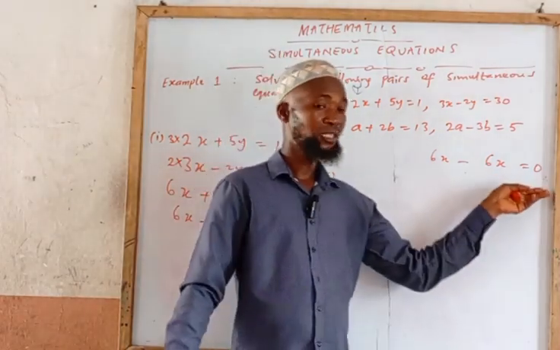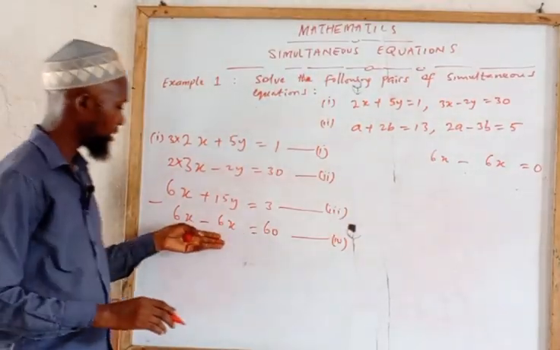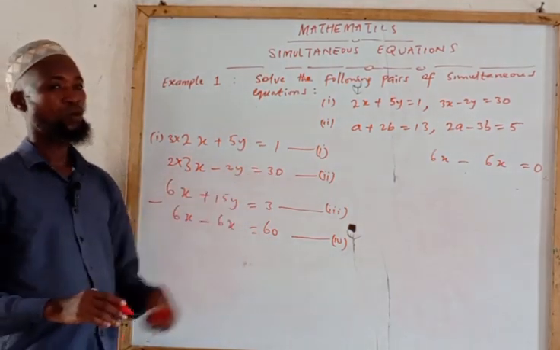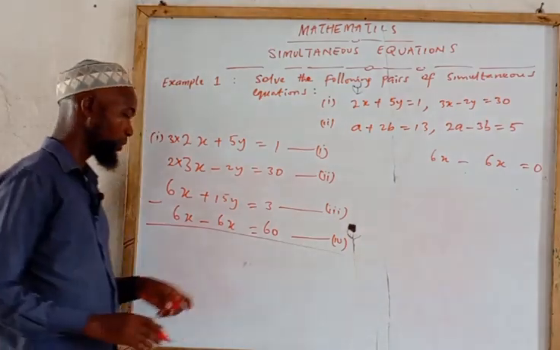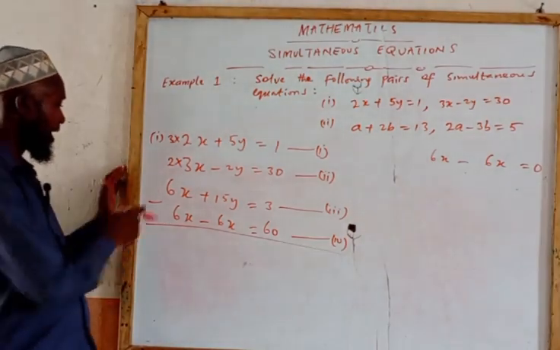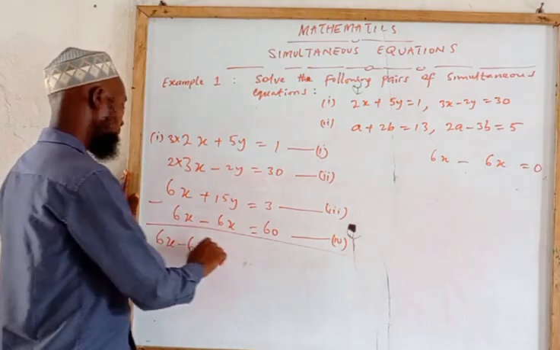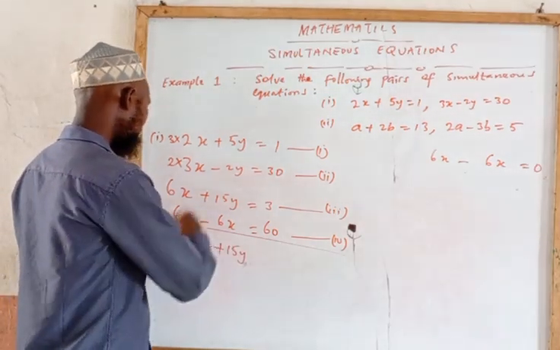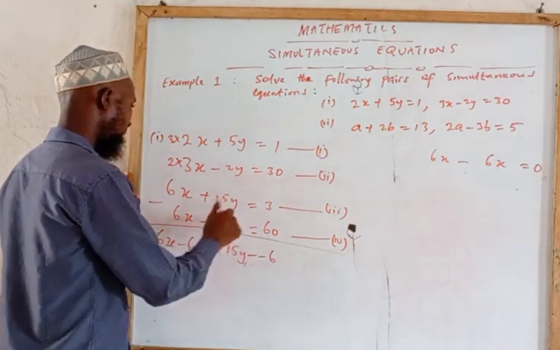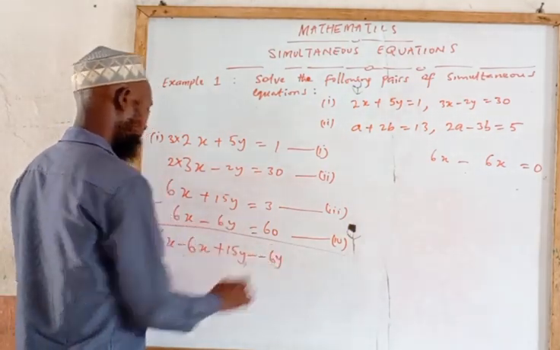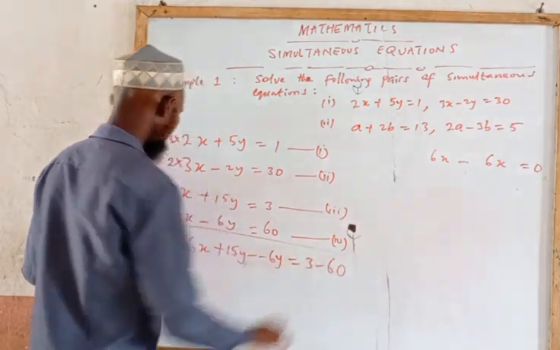Can 6x minus 6x give 0? We can say yes. Therefore, I'm going to subtract the whole of equation 2 from the whole of equation 1. So let me rule it below, like this. Here I can now write it as 6x minus 6x plus 15y minus minus 6y is equal to 3 minus 60.